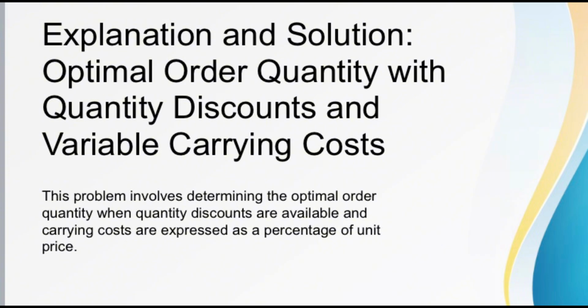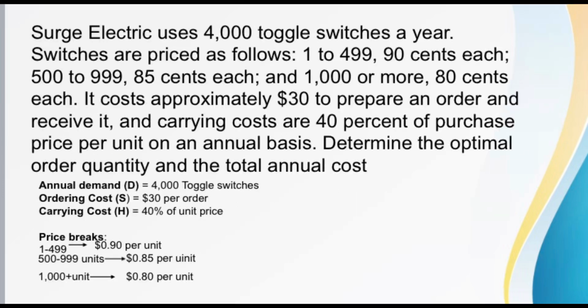Explanation and solution: optimal order quantity with a quantity discount and variable carrying cost. This involves determining the optimal order quantity when quantity discounts are available and carrying costs are expressed as a percentage of unit price. Electric Co. uses 4,000 toggle switches a year.